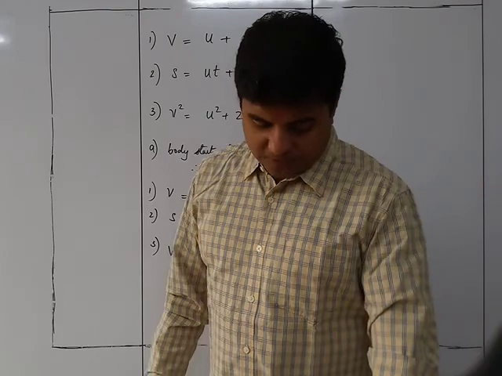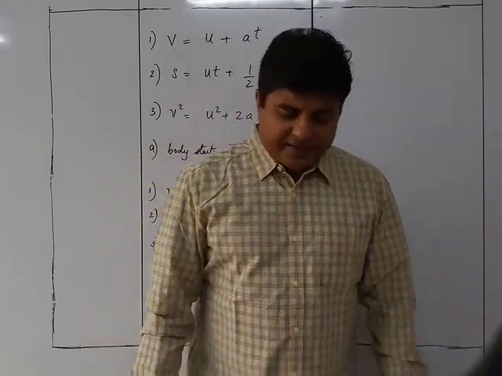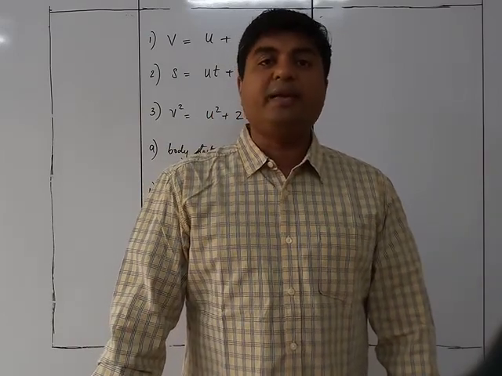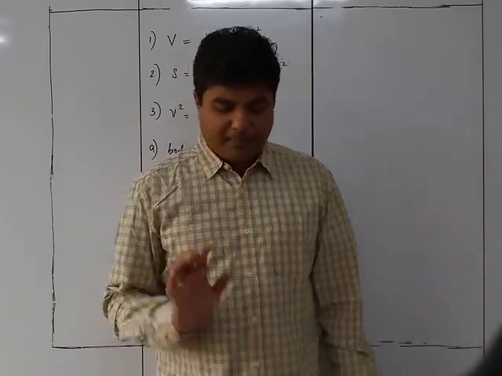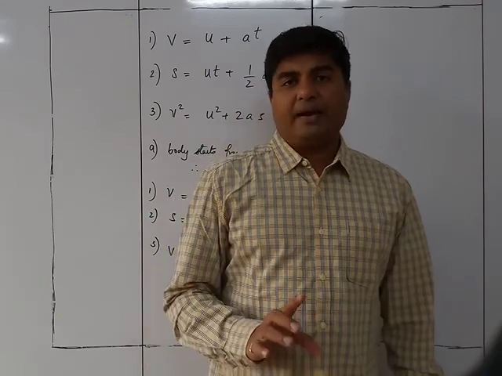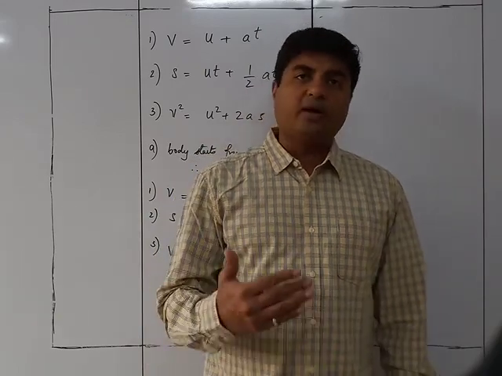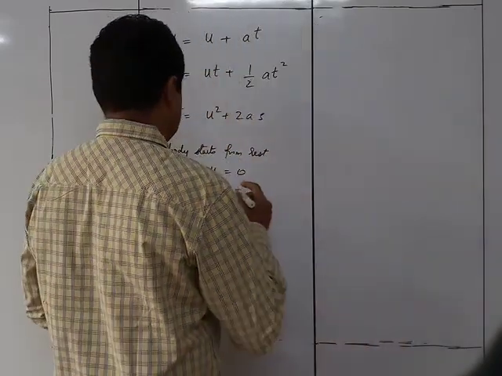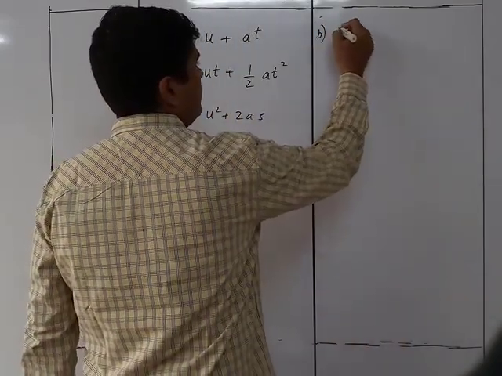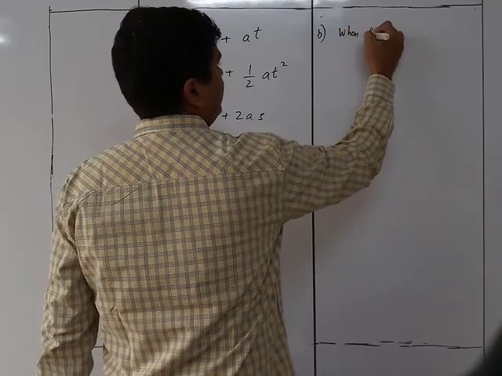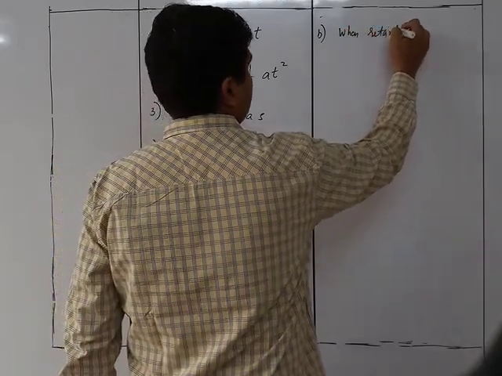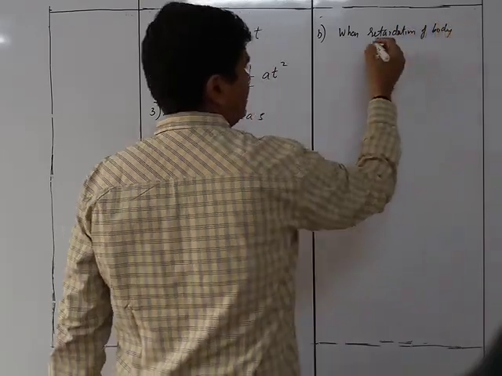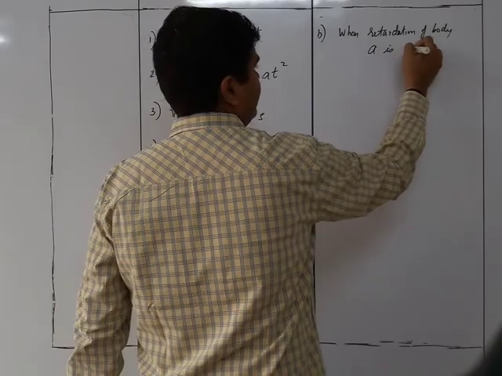The second thing is that when the body is having a uniform retardation, a will be negative, meaning when the brakes are applied and the body is retarding. So the second case, B, is retardation of the body, that is, a is negative.